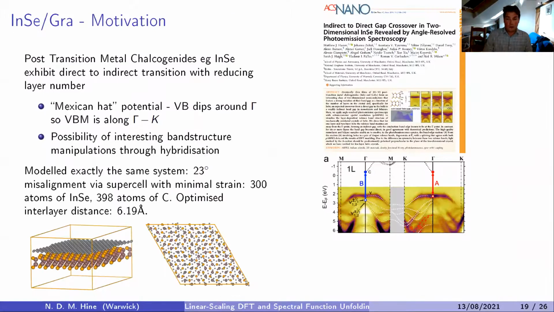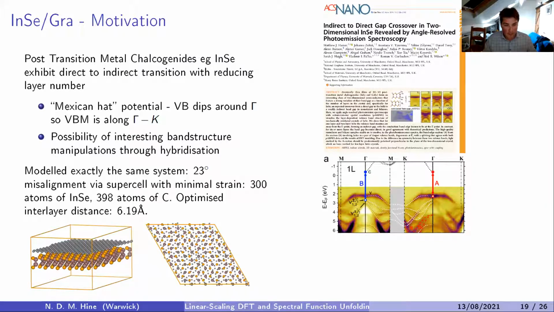Okay, we also looked at post-transition metal chalcogenide materials like indium selenide. They're of great current interest. They're another system where we get this indirect transition as we change the layer number. We also see this kind of Mexican hat behavior, where the valence band dips around the gamma point. And this brings about the possibility of interesting band structure manipulation through hybridization.